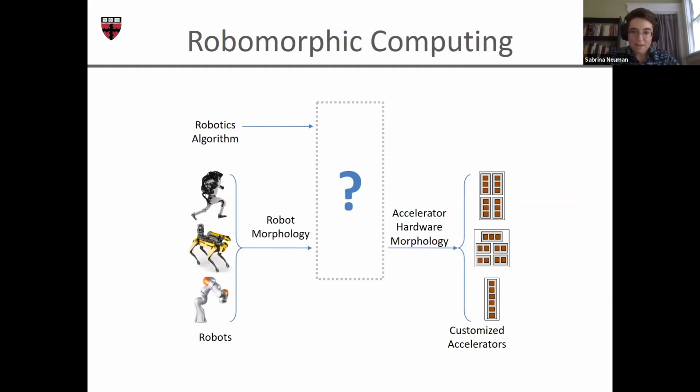So the proposed solution is what we call robomorphic computing. And the idea is that we want to take a robotics algorithm that has something to do with the robot's physicality, and we want a box that we can input the particular robot and use its morphology information to create a customized hardware accelerator at the other side. So I'll take you through the steps of the flow that we came up with.